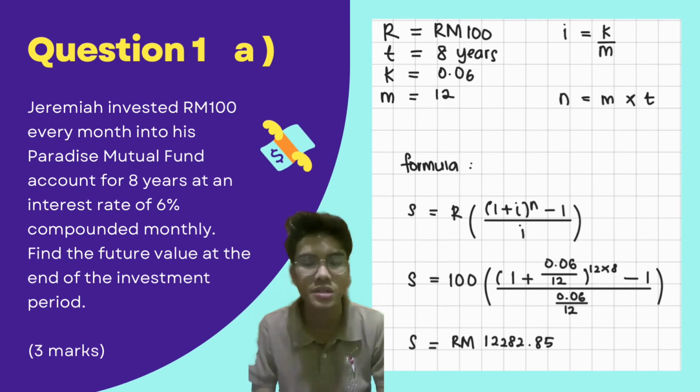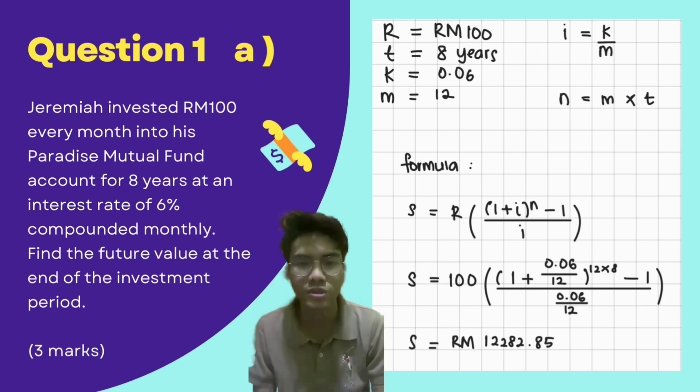My name is Azra Faris. I will start question 1a. In this question, we will use the formula S equal to R, open the bracket and open again brackets, 1 plus I, close the bracket, power of n minus 1, divide I, close the bracket.